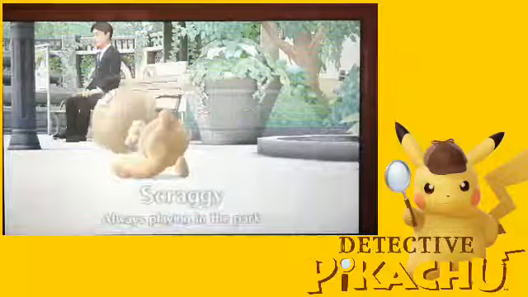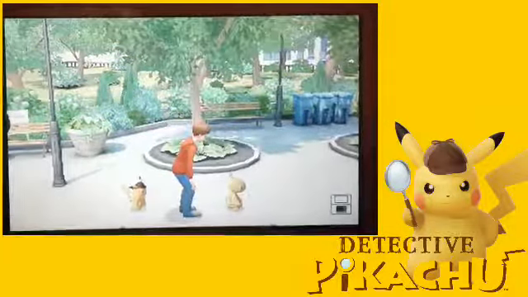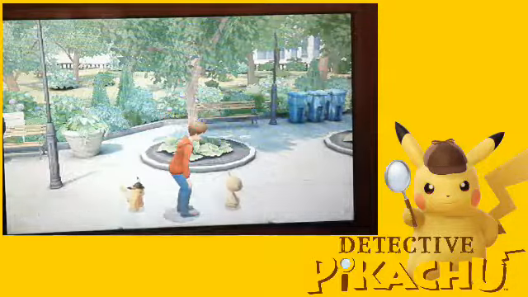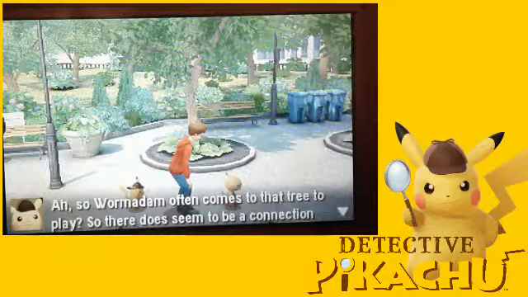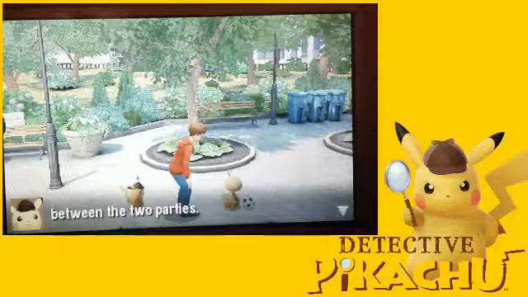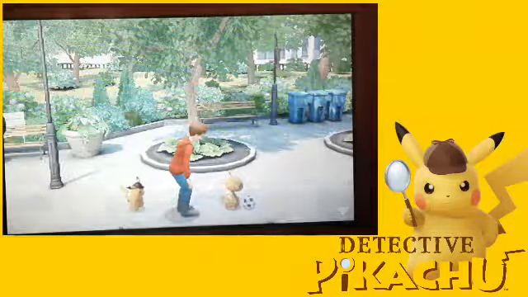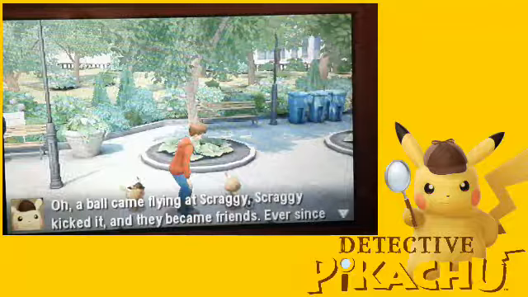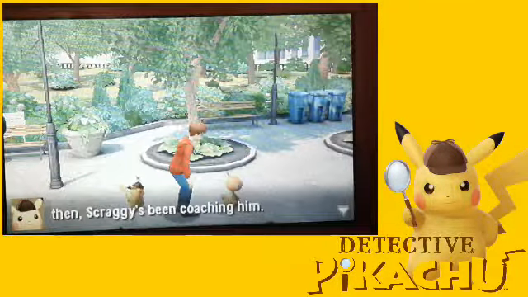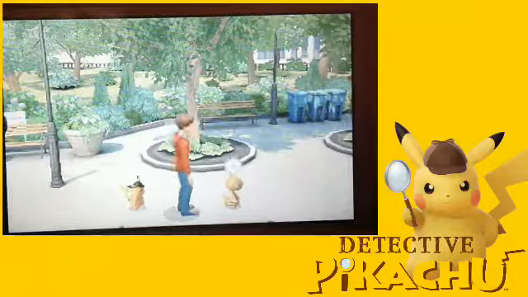Scraggy! About Burmy. You know anything about Burmy? Scrag. So Wormadam often comes to that tree to play. There does seem to be a connection between the two. Is the kid your partner? Oh, your ball came flying at Scraggy. Scraggy kicked it and they became friends. Ever since then, Scraggy's been coaching him.